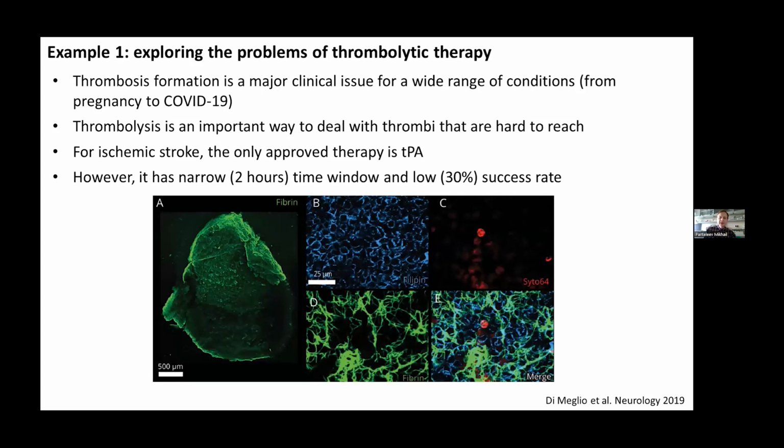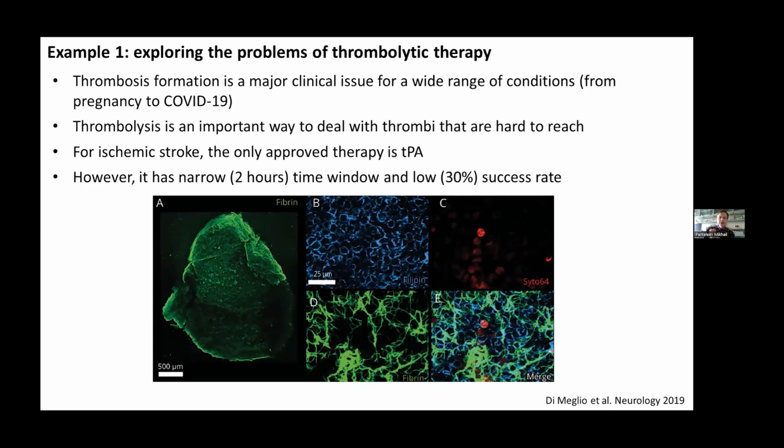So one example is thrombolytic therapy. Thrombosis is a major clinical issue. Actually, thrombosis is an incorrect functioning of the hemostasis system when you create an aggregate of platelets or a fibrin clot where it is not needed. And it plays a major role in the pathophysiology of a very wide range of conditions, disorders, and interventions.